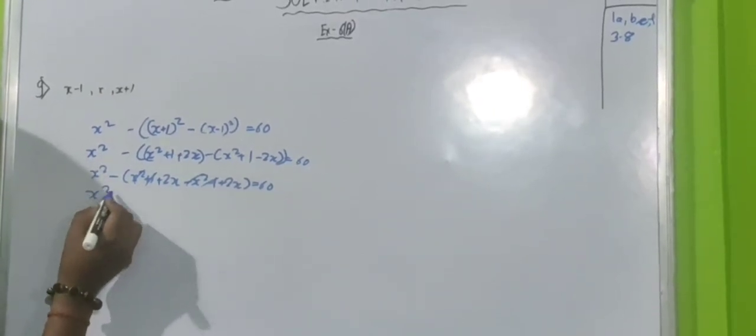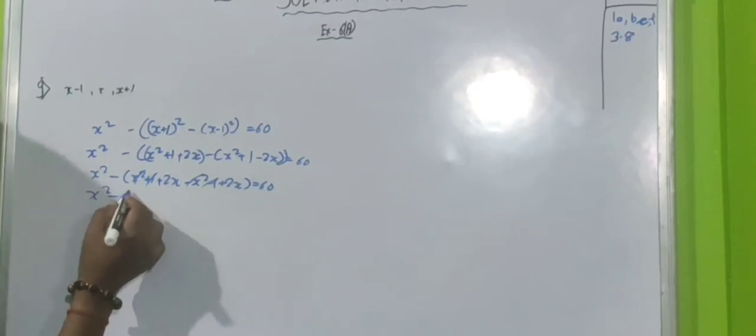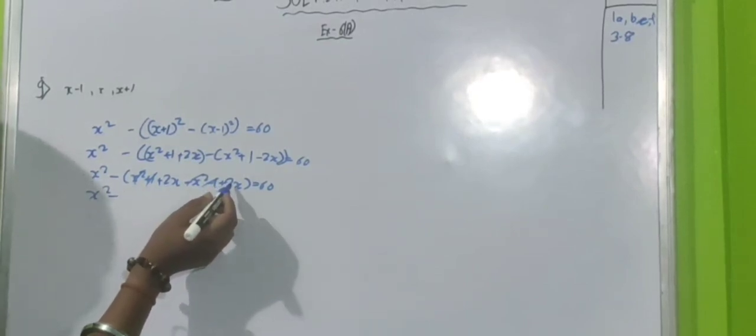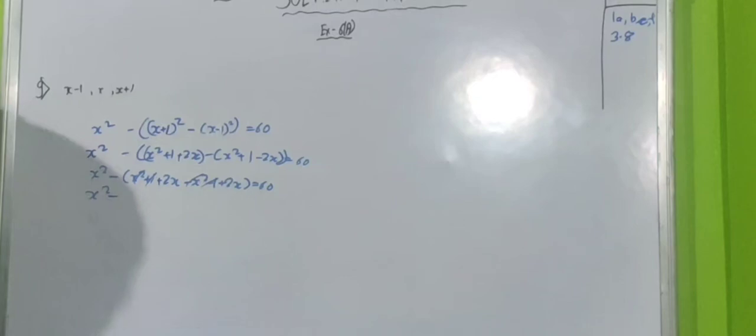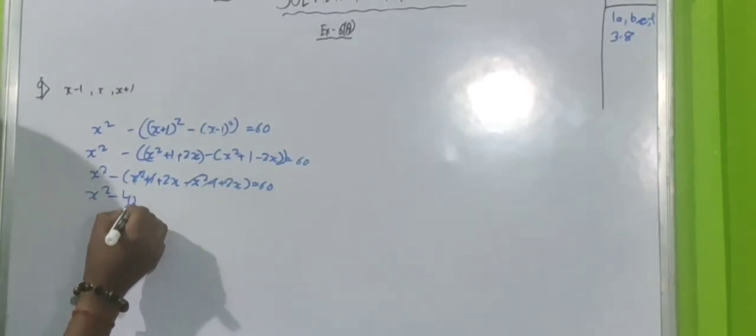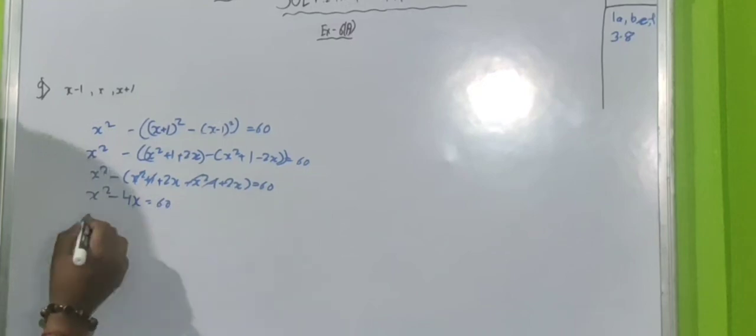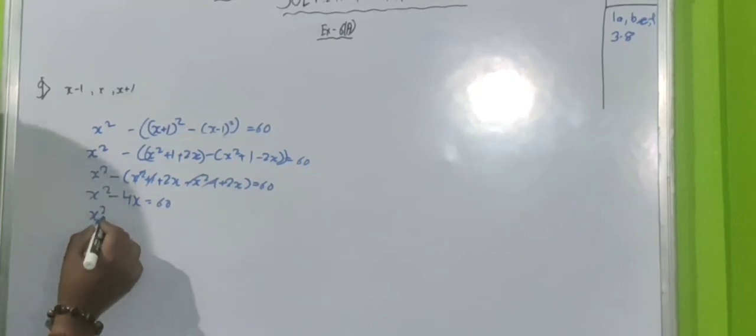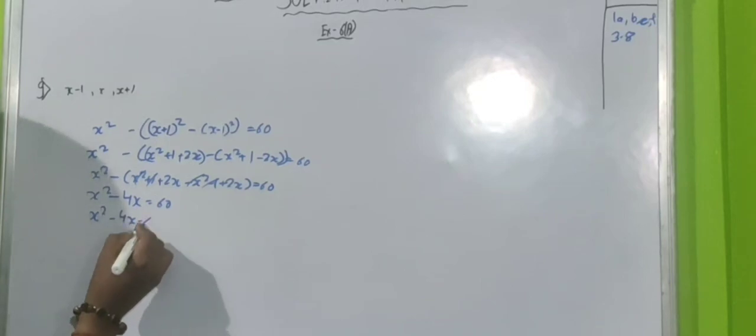So here x square minus is positive 2x plus positive 2x, so it will be positive 4x, and after coming outside the bracket it will be minus positive 4x equals to 60. So x square minus 4x minus 60 equals to 0.